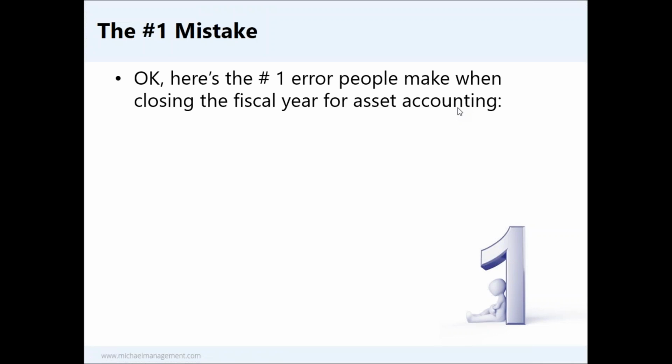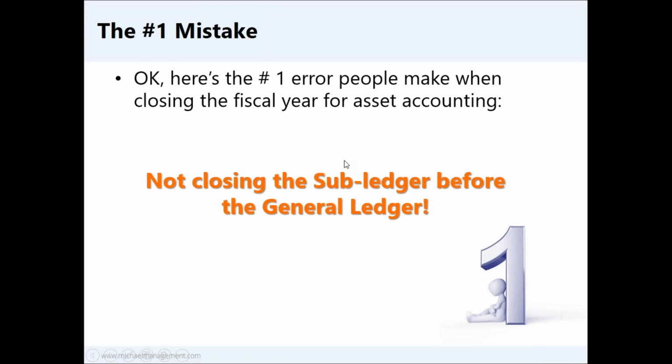But yeah, does anyone have any guesses as far as what's the number one mistake people make? And it's an easy one to avoid, actually. I don't see anything that hits the nail on the head just yet, so I'm just going to say it. Number one mistake is not closing the asset accounting subledger before the general ledger. So just by definition, the subledger feeds values into the general ledger.